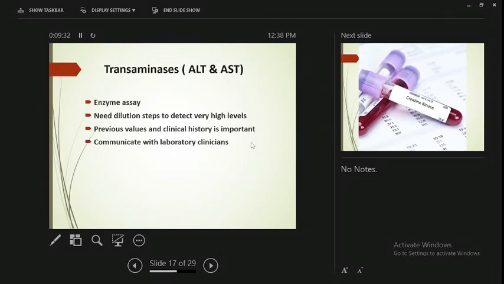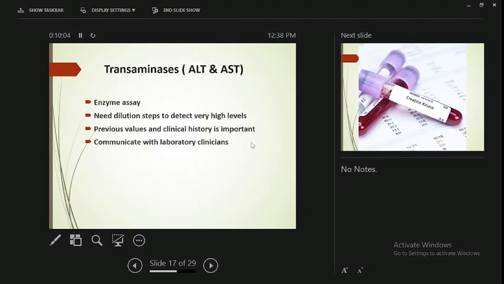Again, in conditions like viral hepatitis and paracetamol poisoning, you can have very high levels of ALT and AST. So in this situation, in the laboratory, we need to have higher dilution steps. Some analyzers have automated dilution, they can detect the high limit and do automated dilutions. But some analyzers will not, so if it is not done, it can cause false negative results in the report.